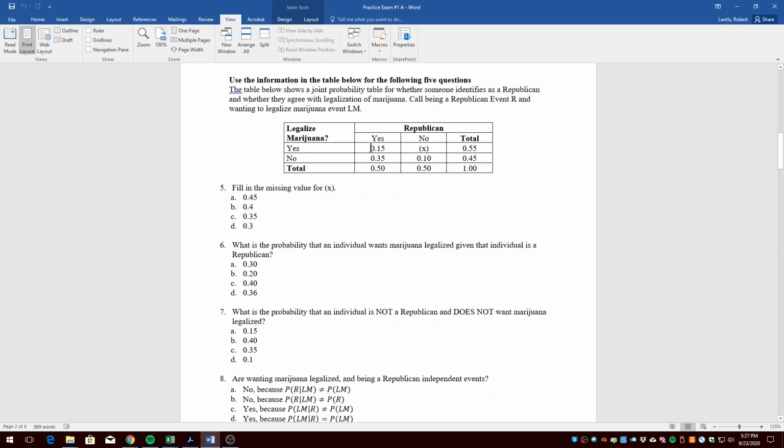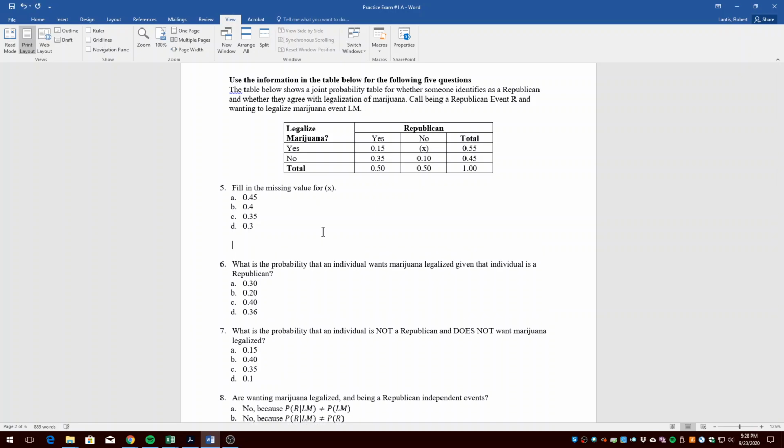Recall that if we didn't have the totals, the way we found the totals was using these intersections. We could add across the rows or down the columns here. So if I just want the probability somebody wants marijuana legalized, I'd add up all the Republicans who want it legalized and add to that all the non-Republicans who want it legalized. That would give me every single person that wants it legalized. So I can add across the row here.